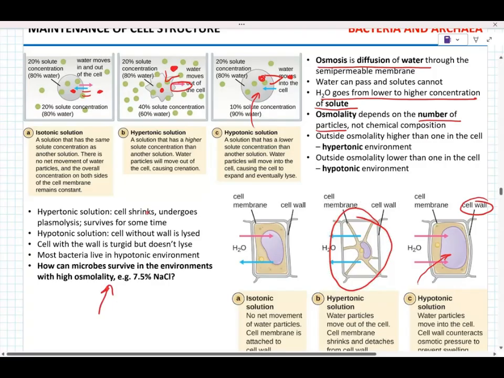Another question that I want to ask is this. You're probably familiar with a body of water, or rather brine, called the Dead Sea in Israel. It's extremely salty. And yet, there are bacteria and archaea that live in these salty waters. How do you think they manage to survive?